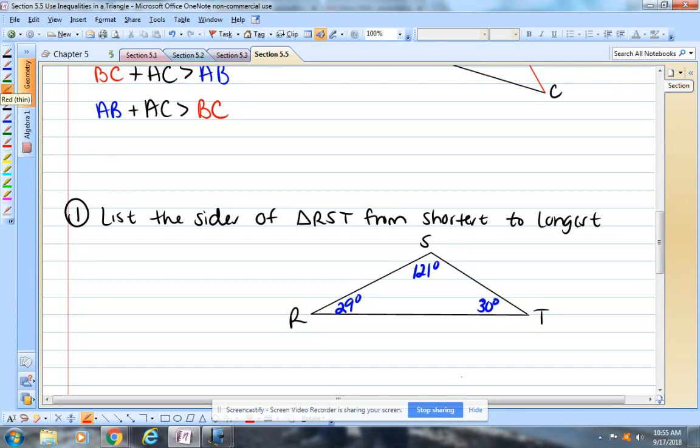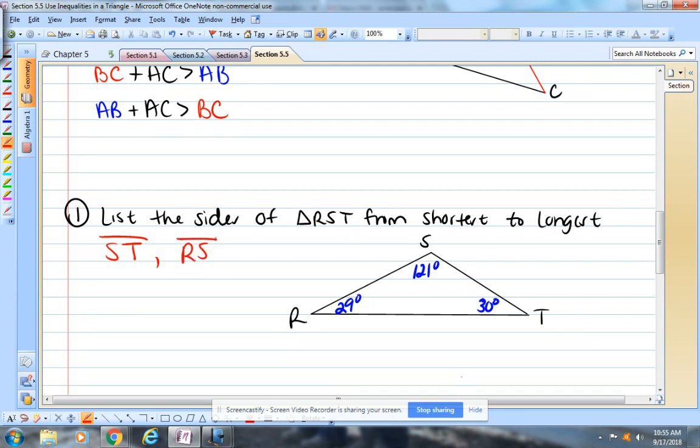So it says shortest to longest. Which angle is the smallest? Angle R is, right? 29 degrees is my smallest angle. What side is across from it? ST. So ST will be my smallest segment. Okay. So what's my next smallest angle? Angle T. What segment is across from my angle T? RS.